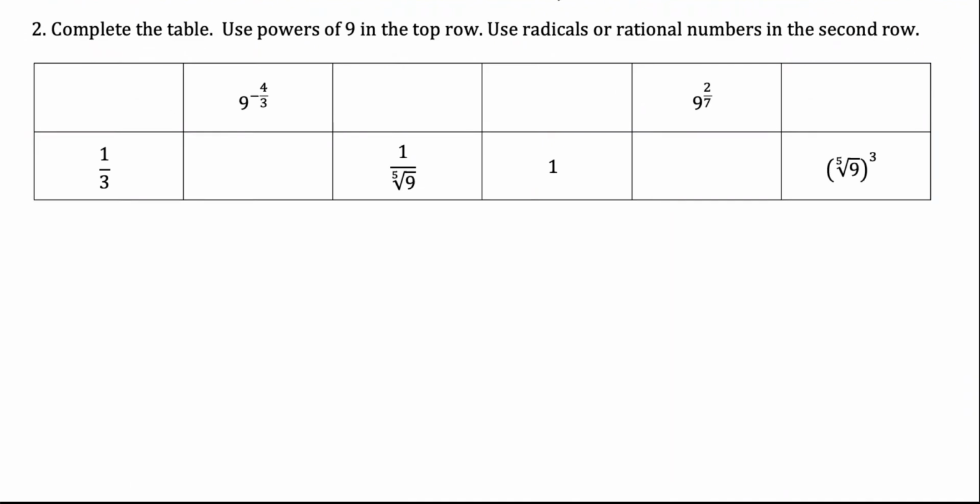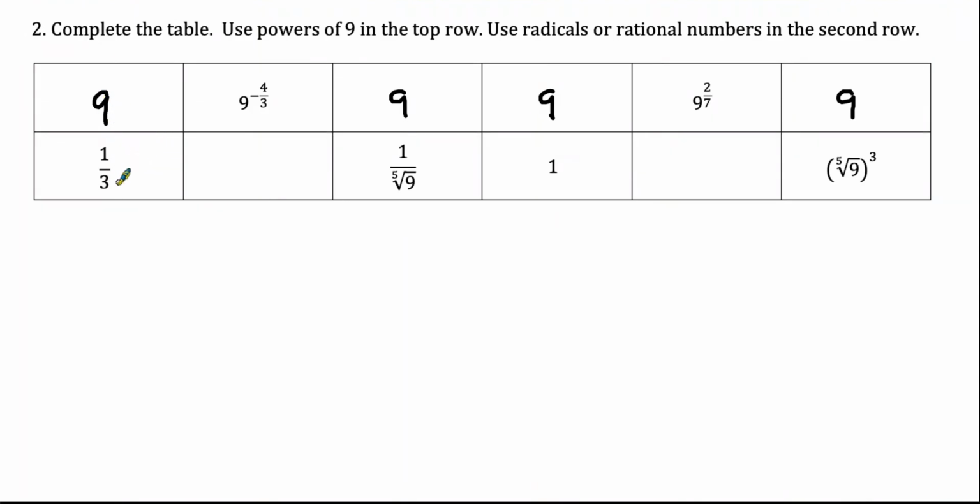On number 2, we are in the top row trying to write every single one of these as 9 to some power. So I'm just going to go ahead and do that right off the bat. My whole top row should be 9 to some power. In the bottom row, then, we are trying to rewrite using roots. So I'll start here. If 9 to what power equals 1 over 3?